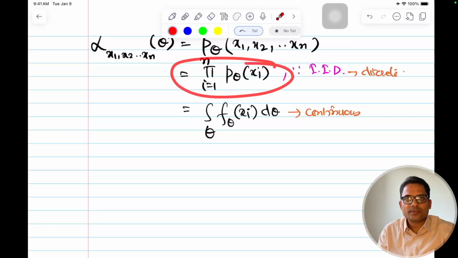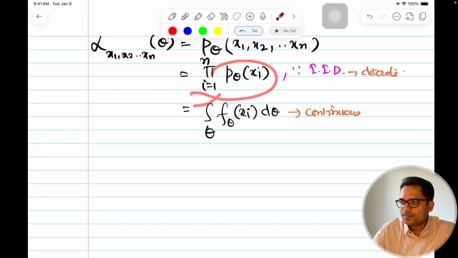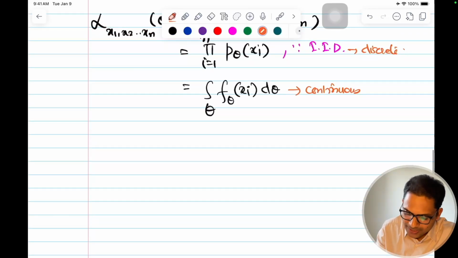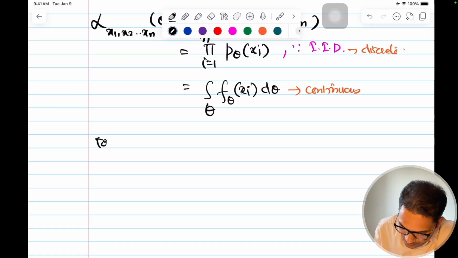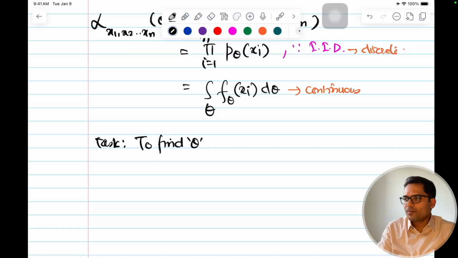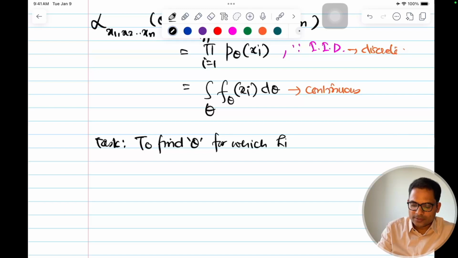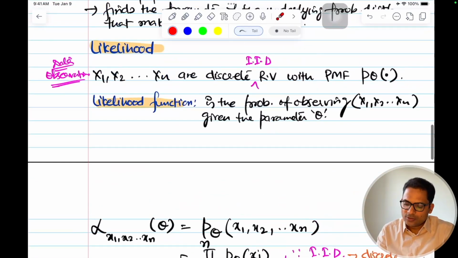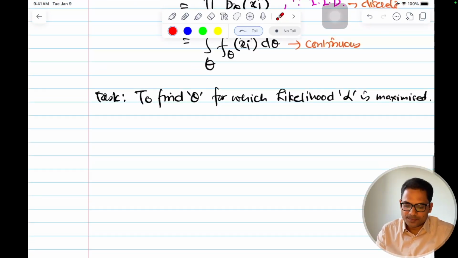Now we have to estimate what this product will be. We have to find the value of theta which maximizes the likelihood of seeing all these values. So what is my task? To find theta for which the likelihood L is maximized. Likelihood means the likelihood of observing this data given the parameter theta. This is my task.